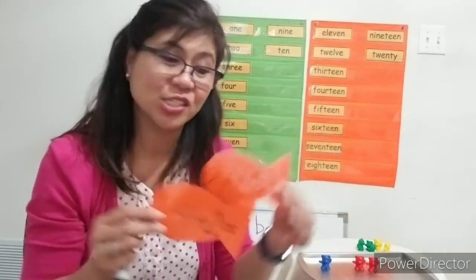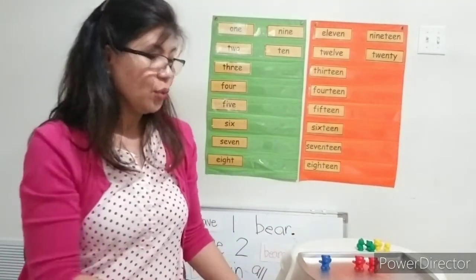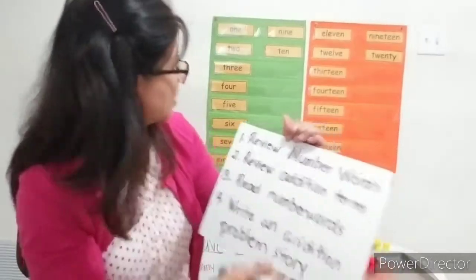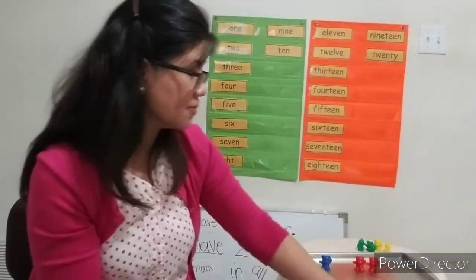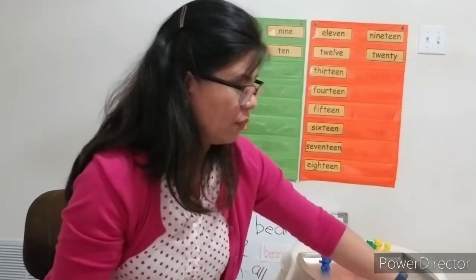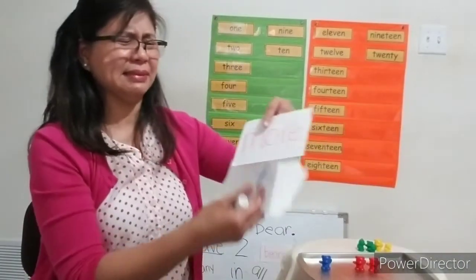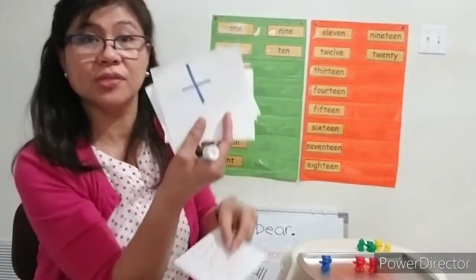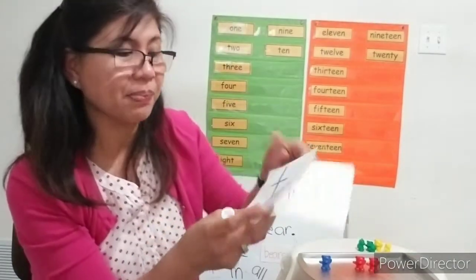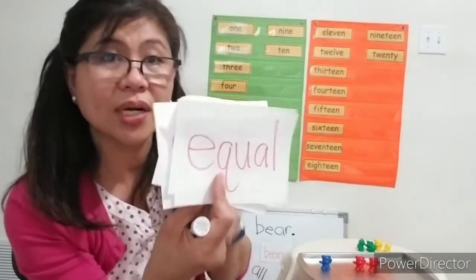Okay, all right, so today we reviewed the number words. These are the number words. Okay, we reviewed addition terms. These are the addition terms, the words that we need to know. Okay, when I say addition, what's addition? What does more mean? Okay, what if you see this symbol, you should know this. This is the plus sign. When you see this word, it says equal.